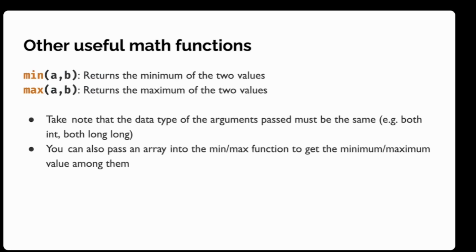You cannot have one being a 32-bit integer and the other one being a 64-bit integer. That one is just not going to work. So yeah, kind of stupid, but what to do?